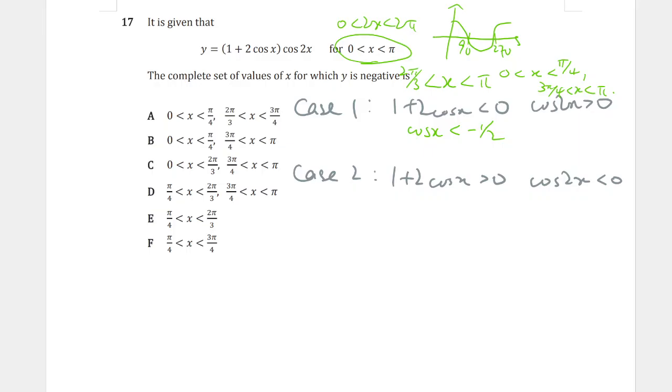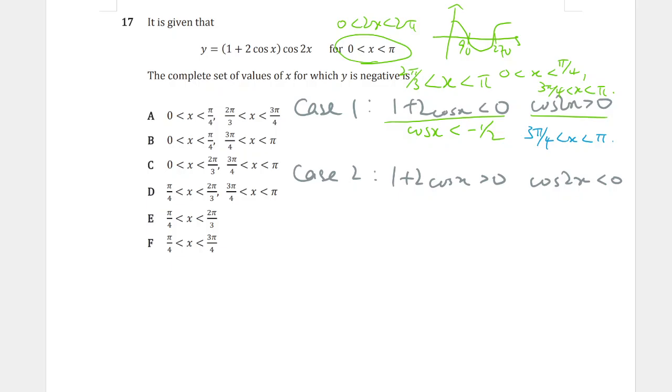Okay, but the thing to bear in mind is that for case 1 to happen, you need to make sure both these things are satisfied: both 1 plus 2 cos x is less than 0 and cos 2x is greater than 0. So you've got to find the overlap of these inequalities. Where's the overlap? You can think of the number line as well if you fancy. The overlap is at 3 pi over 4 less than x less than pi. That is the only overlapping bit. So that's the result for case 1.